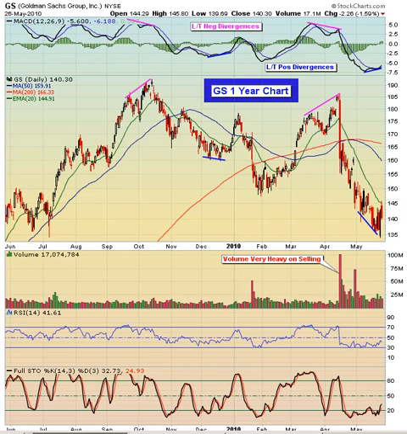Today we are featuring Goldman Sachs. This is a $72.2 billion financial company that provides investment banking, securities, and investment management services to corporations, financial institutions, governments, and high net worth individuals. Goldman Sachs, ticker symbol GS.